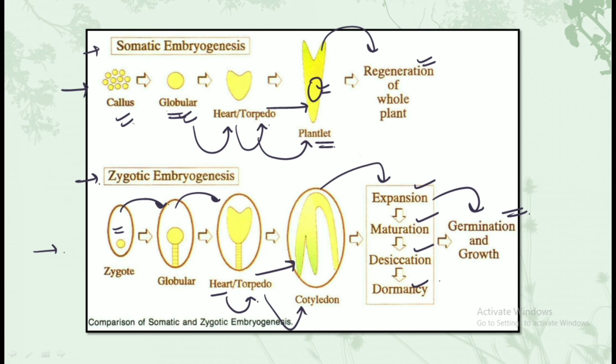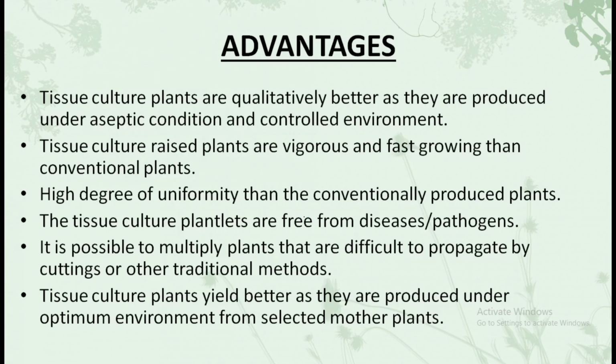So for this particular lecture, let's just remember that there are 4 stages after the callus formation in the somatic and the zygotic embryogenesis. The difference lies in that in case of somatic, the torpedo gets converted into the plantlet, and in case of the zygotic, the torpedo stage gets converted into the cotyledon stage, and after that we have some more differences in case of the zygotic embryogenesis as we have just discussed. So with this we are done with the complete plant tissue culture mechanism.